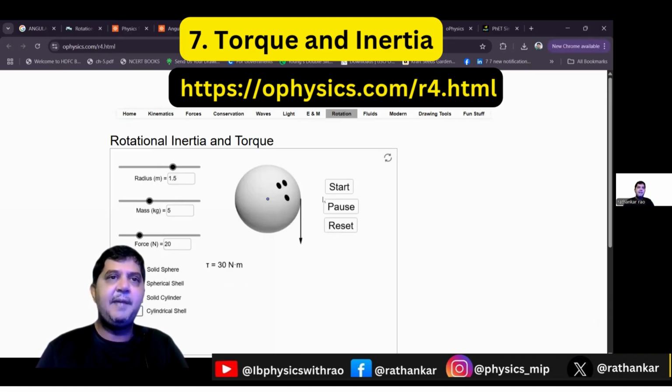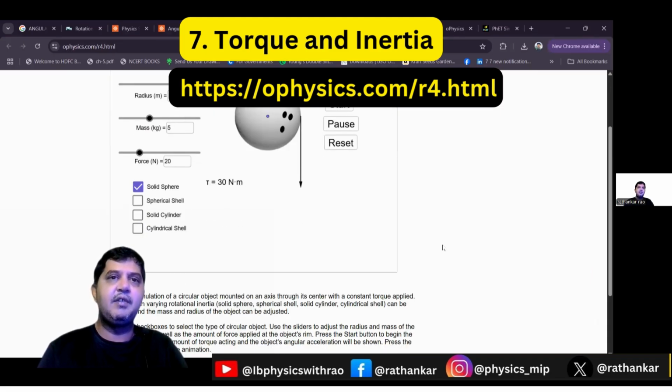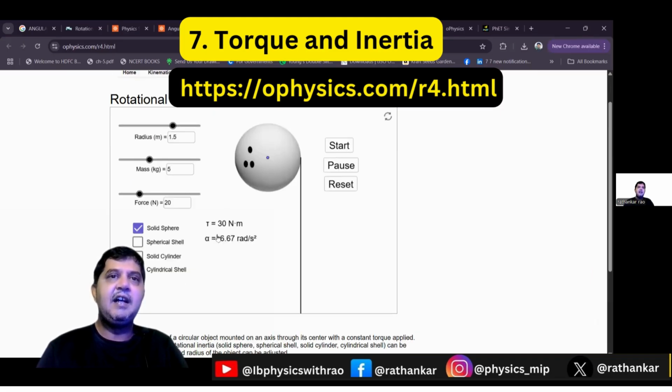You have kept a solid sphere over here. The mass of the sphere is 5 kg, radius is 1.5 meter. You are pulling downwards with a force of 20 Newton. And as a result of it, we are finding out the torque over here. Okay, let me click on this. We are finding out the torque over here, which is 30 Newton meter. And how does this torque change and what is the value of alpha? How does it change based on all this?